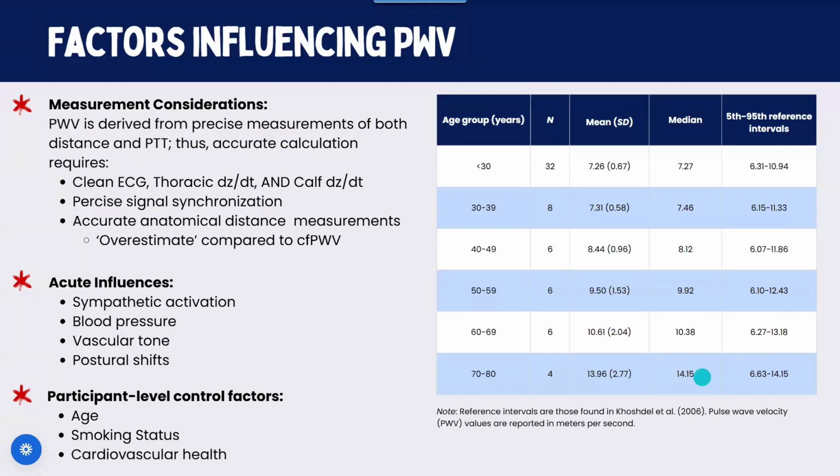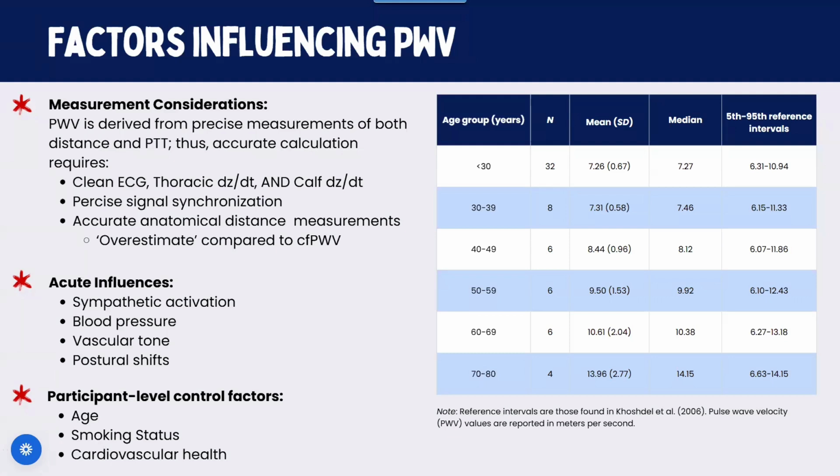Again, we also need to take into account acute influences. So much of what we talked about earlier, sympathetic activity, blood pressure, vascular tone, these are all going to have effects on pulse wave velocity in the moment. Another thing, just highlighting what you probably already know from collecting impedance data, is that impedance on the leg is also going to be associated with postural shifts. So if we see postural shifts, we'll see changes in this data or waveform.